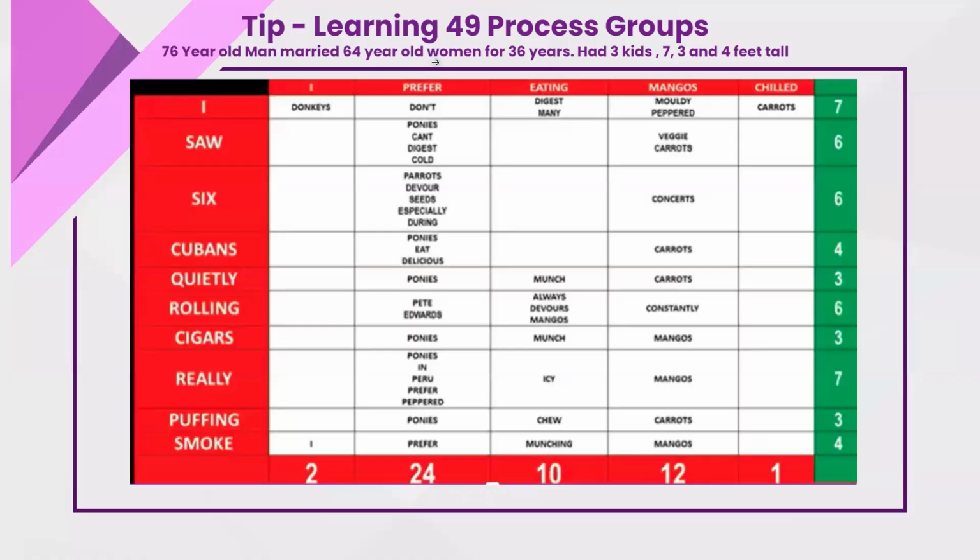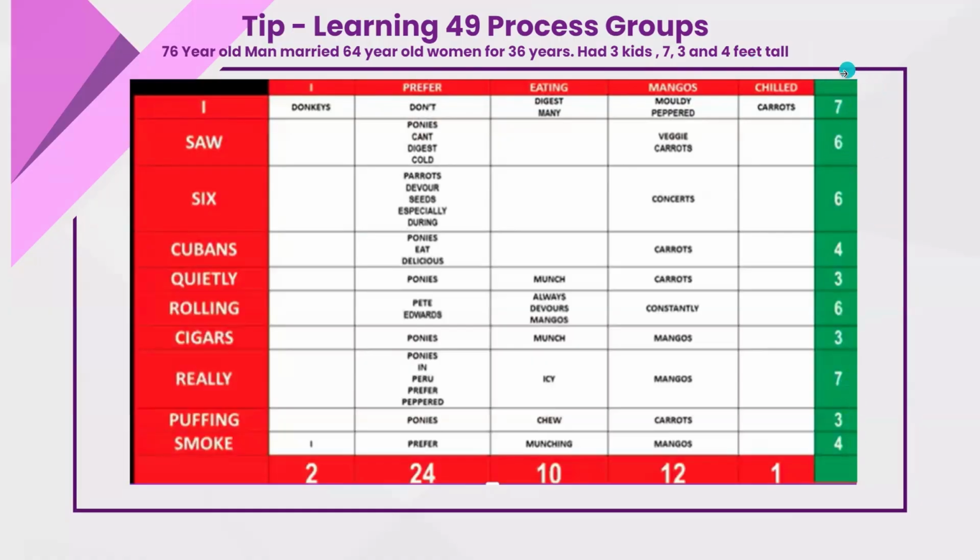Now what you see on the extreme right, in green, is 7, 6, 6, 4, 3, 6, 3, 7, 3, 4. This is how many processes you see in the grid. The first row has 7 in it. So that's: donkey don't digest many moldy pepper carrots, total 7. That's how it was. And on top you see, this is how I memorize it; it's just tips, whatever feels easy to you. It's like a 76-year-old man married a 64-year-old woman for 36 years, had 3 kids, 7, 3, and 4 feet tall. And then these numbers 7, 6, 6 are what it is all about, with different words.